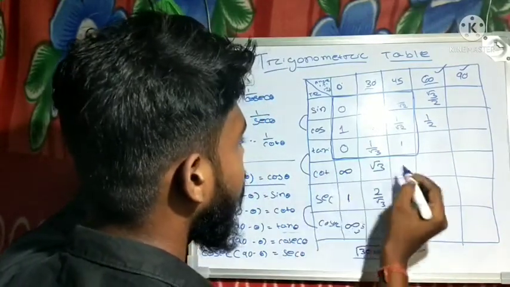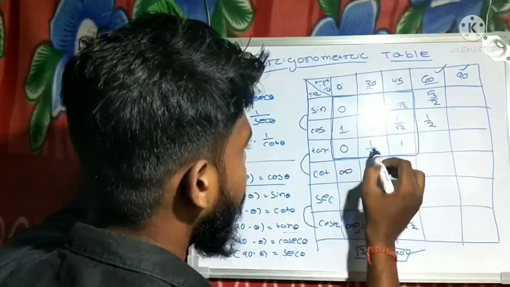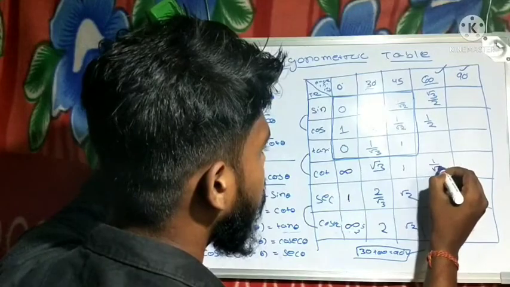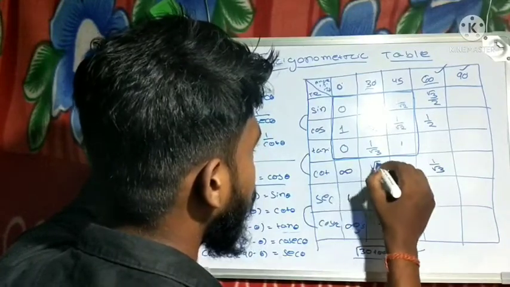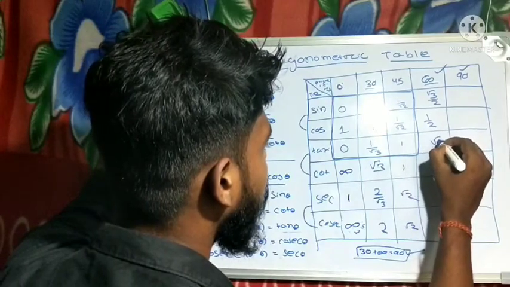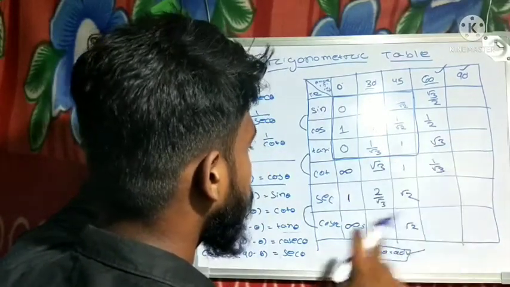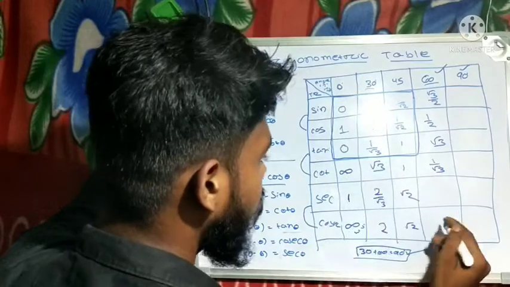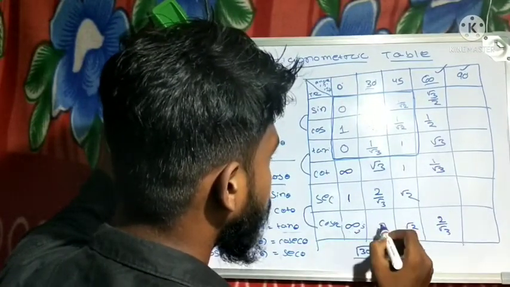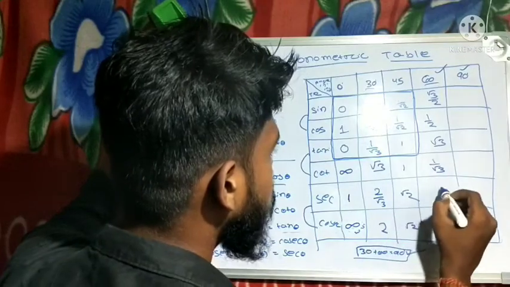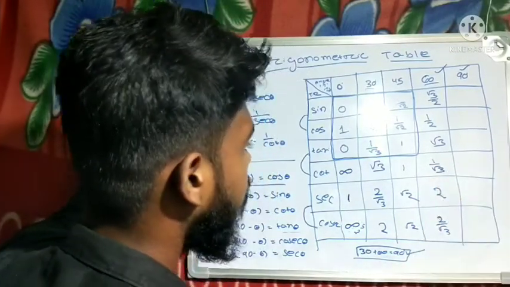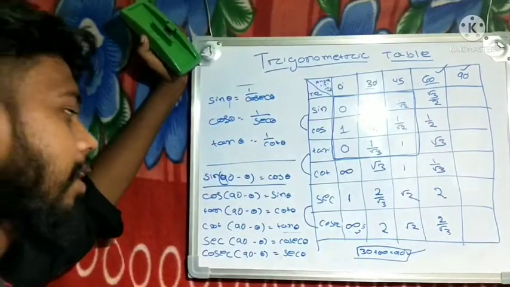Then tan and cot, how are they related? See here, tan 30 is equal to 1 by root 3. So cot 60 should be 1 by root 3. Reverse. As cot 30 is equal to root 3, then tan 60 should be root 3. Reverse, only reverse. Sec 30 is equal to cosec 60, and cosec 30 is equal to sec 60. Okay, this much. Then comes 90.